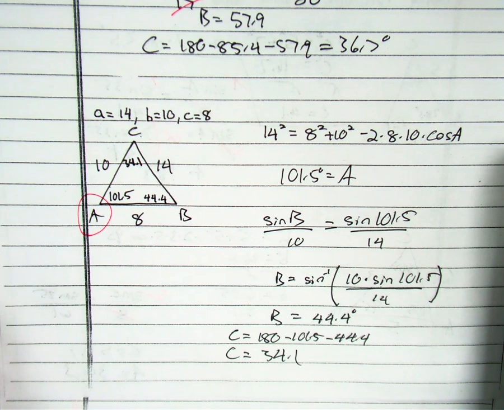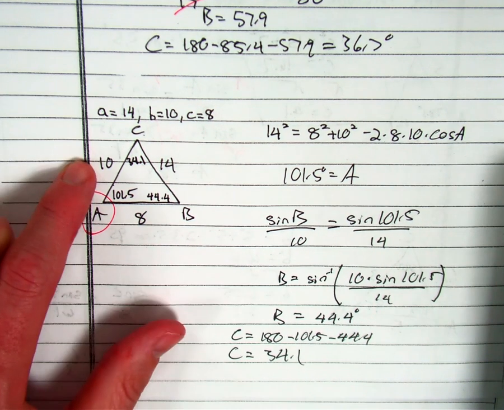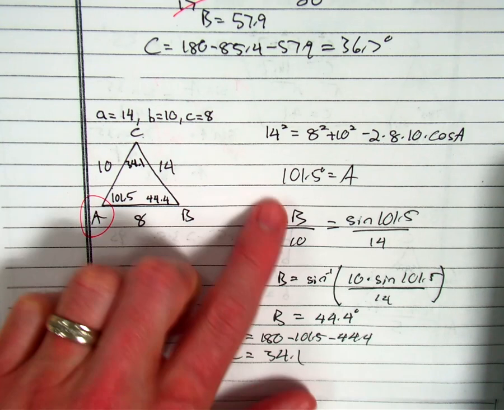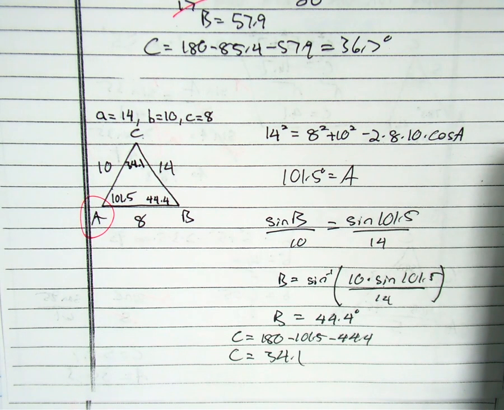Then you can switch gears back to the law of sines, and we're going to do biggest ones. The next biggest one is 10 with angle B, and we'll be at 44.4. And 180 minus, and our angle C is going to be 34.1.